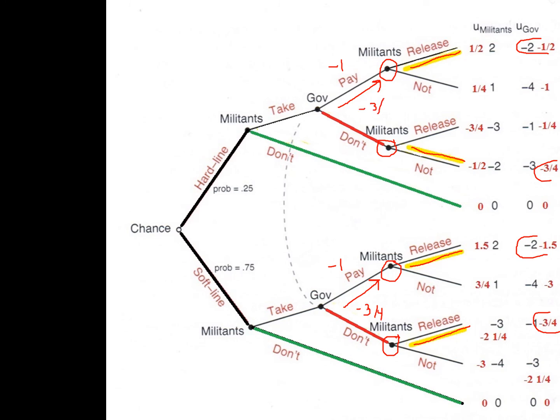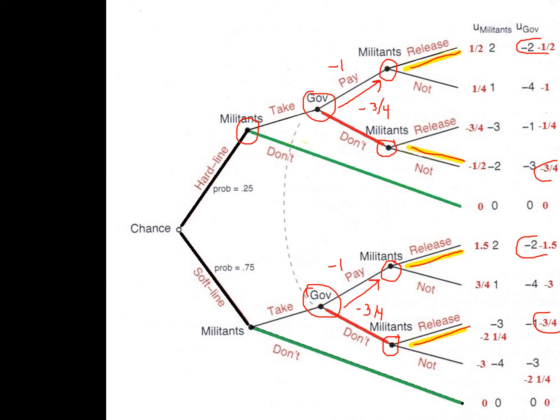So minus 3 over 4 is a less bad choice than minus 1. So in both cases, the government will choose, aggregately, to choose don't. In other words, don't pay the terrorists. Okay, so that solves for the two government choices.